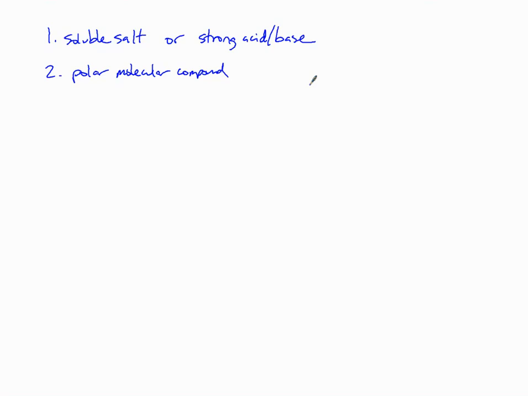Factors that determine how well a substance conducts electricity. So things that ionize 100%, there would be lots of ions in the water that allow current to travel through them. That would be these things: your soluble salts, your strong acids, strong bases. Let's write this down. Strong acid, strong base.